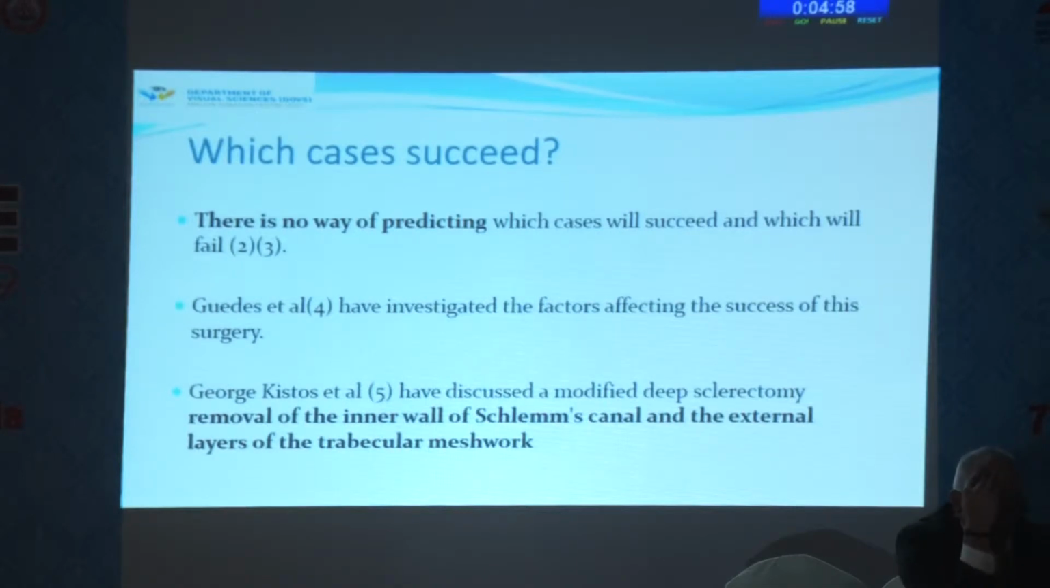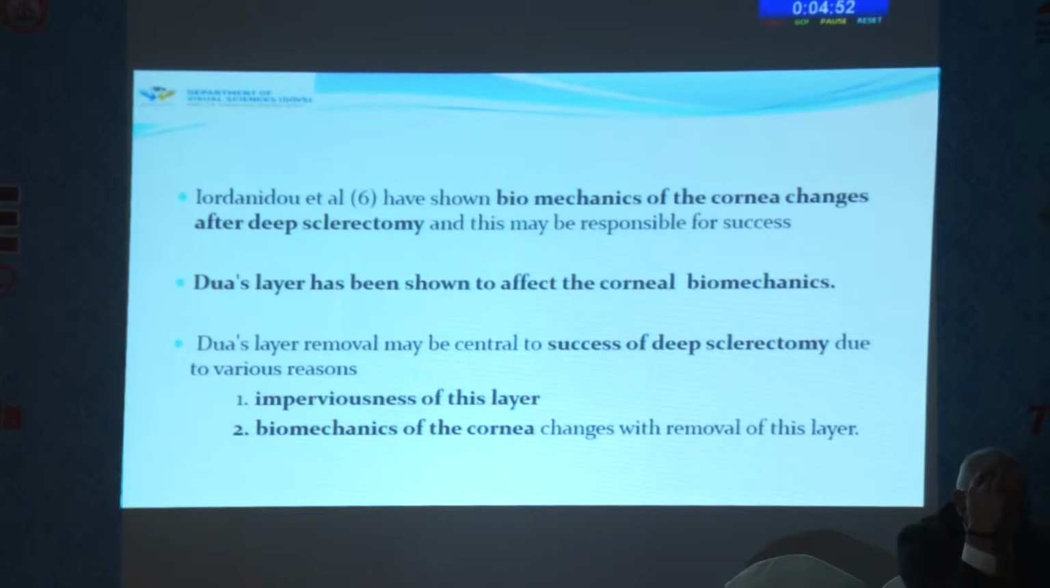Some authors have suggested that the inner wall of the Schlemm's canal and the outer layer of the trabecular meshwork has to be removed, while some have suggested that the biomechanics of the cornea are altered after deep sclerectomy. Both these properties are present in the Dua's layer. First of all, it is impervious, and secondly, it is stiff and provides good biomechanics to the cornea. But removal of this layer will obviously improve the perviousness as well as reduce the biomechanics of the cornea.